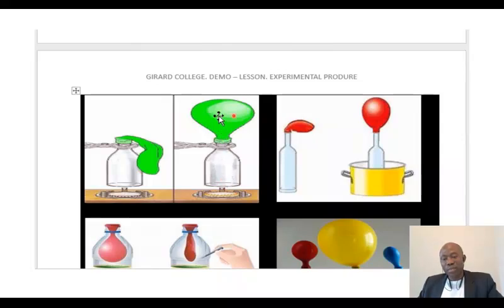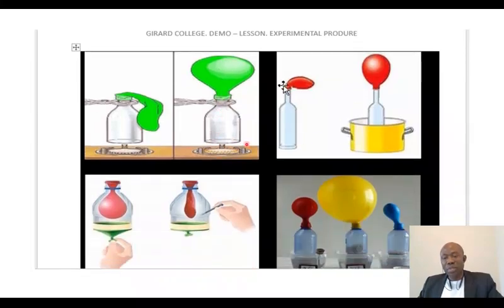Gases will expand. As it expands, the gas trapped in a balloon will expand. This explains that an increase in temperature increases the volume of a gas. It is well explained here, as you can see.